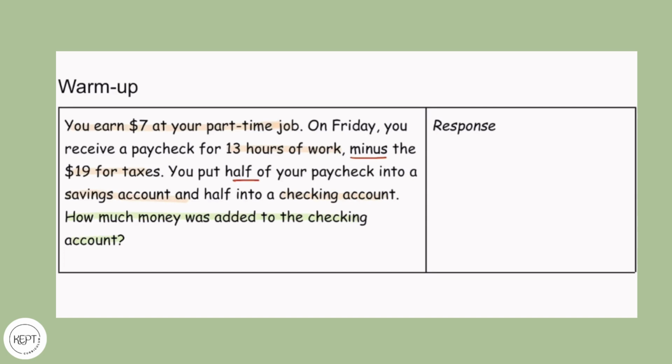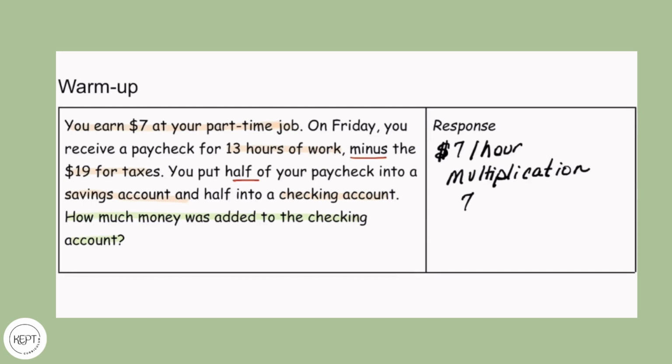So let's begin with the information that we were given. We were given that you earned $7 each hour. So every 1 hour you earn $7, and then you receive a paycheck for 13 hours. Well, how can we figure out $7 per hour when we worked 13 hours? Absolutely. That's a multiplication problem there. So we should be thinking multiplication. So our first step here is 7 times 13.